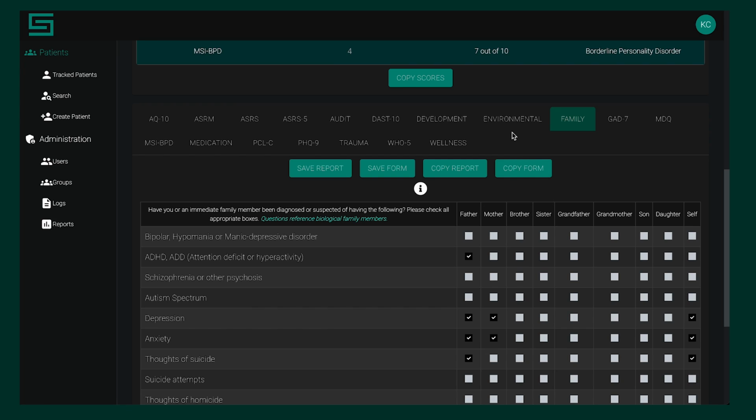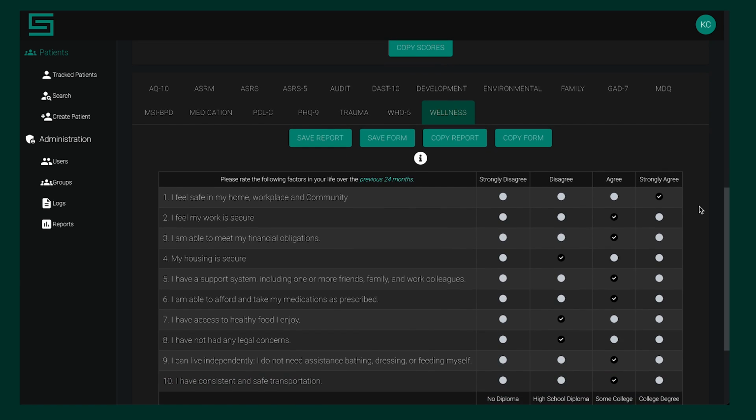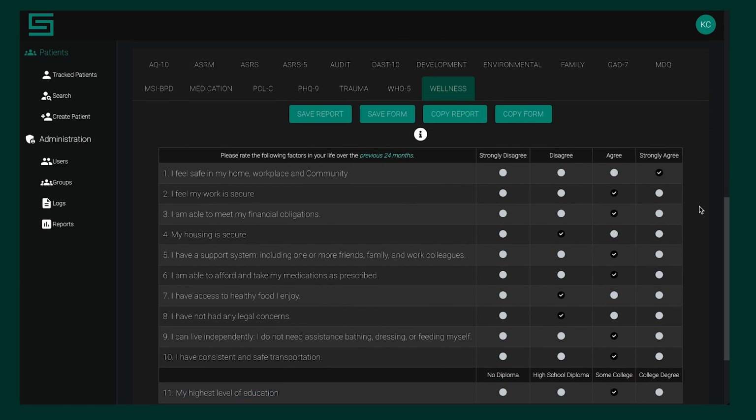The other thing I want to look at is their wellness. This really looks at some of their basic needs. It's really hard to address other things in mental health if, say, folks don't have housing or they don't feel safe or secure where they live. So this is what the wellness questions get at, giving some background on the client.